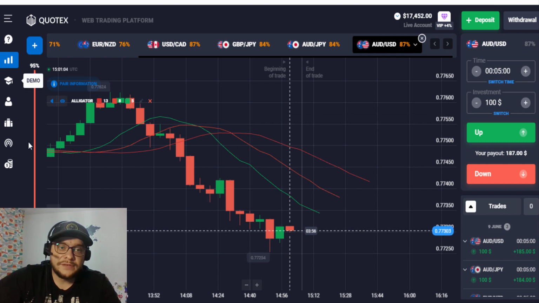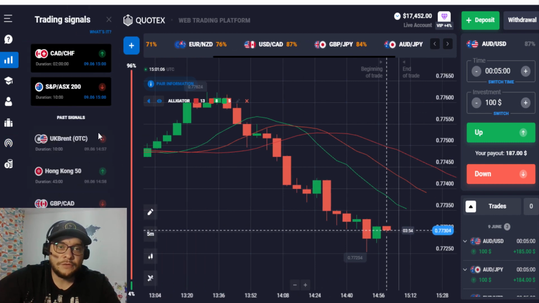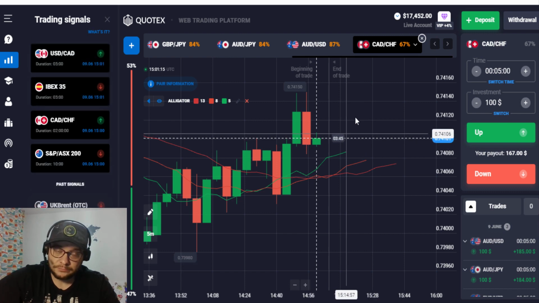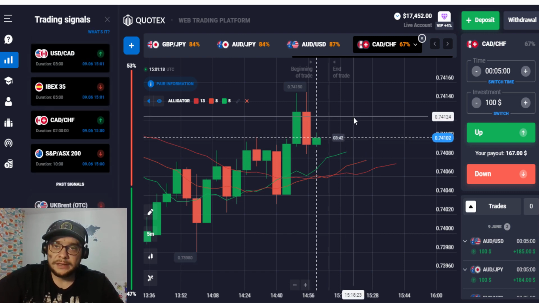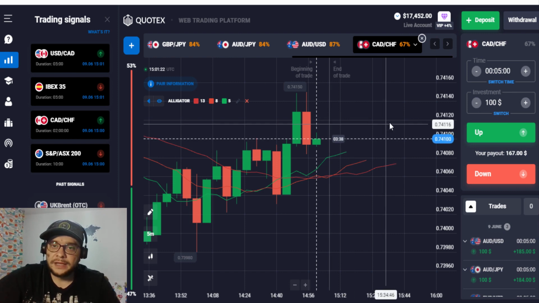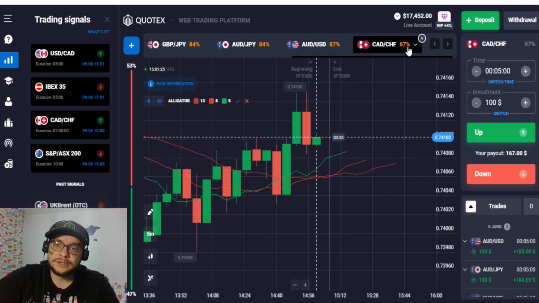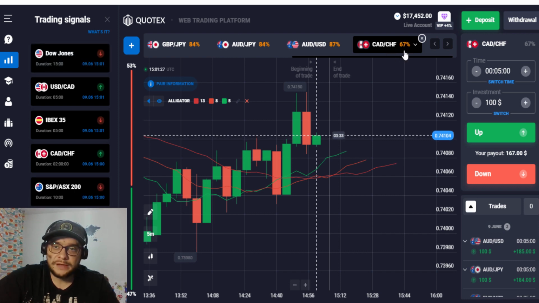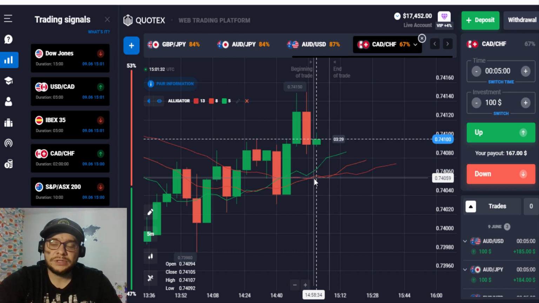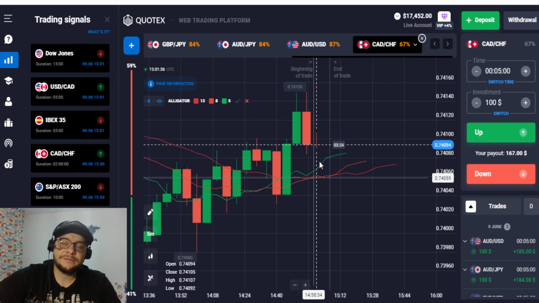Also, we have here on the platform the offers on the signals page. As you can see, we have Canadian dollar, Swiss franc here, and this is a buy. They are pretty accurate, I'd say 80%, 82% accurate, but just be careful here with the return on investment. As you can see here, we have 67%. So in my opinion, it is better to trade with a return on investment higher than 70%.